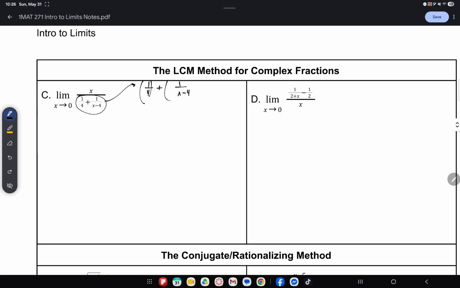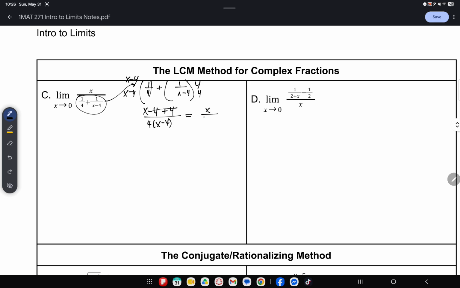So I need a common denominator, and the easiest way to get the common denominator is to just multiply the denominators together. So this first fraction part is missing an x minus 4, so I'm going to multiply both numerator and denominator by x minus 4. And this second one is missing 4. So I know my common denominator is now 4 times x minus 4. And then the numerator, x minus 4 times 1 is x minus 4. And 4 times 1 is 4. If I simplify this, those 4's are going to cancel out.